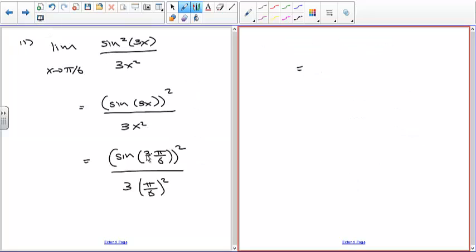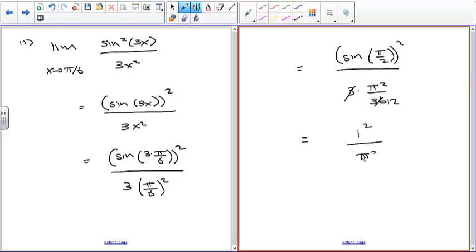So 3 pi over 6 is the same as pi over 2. So we get the sine of pi over 2, and we square that. In the denominator, I can go ahead and multiply this out. So I've got 3 times pi squared divided by 6 squared, which is 36. But the sine of pi over 2 is 1. So the numerator becomes 1. So we have 1 squared over 3 pi squared over 36. Well, we could simplify that. That's going to be 12 divided by pi squared.